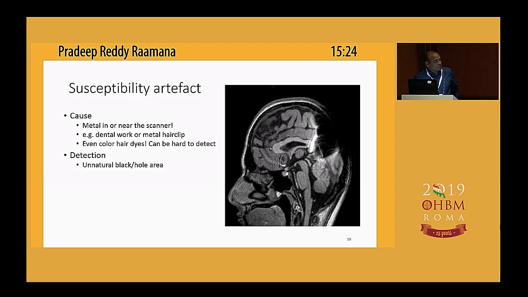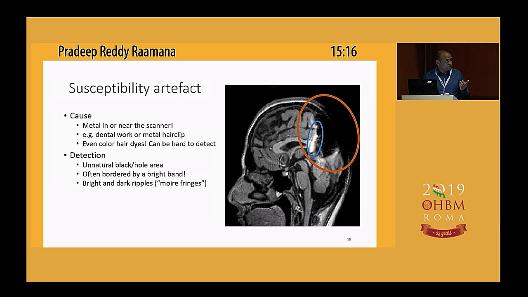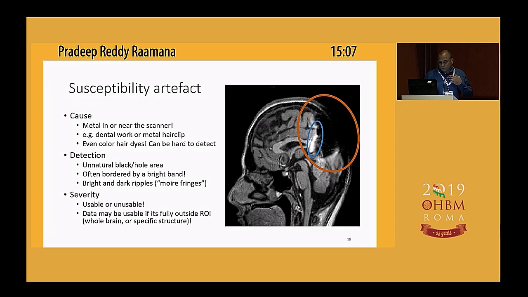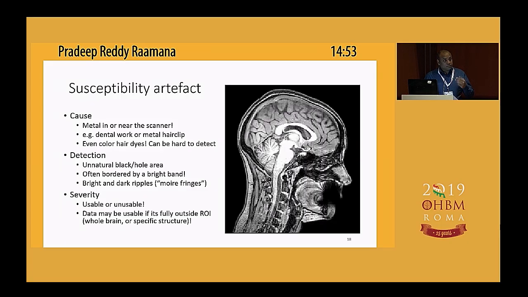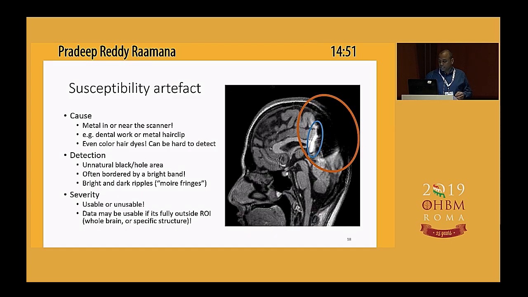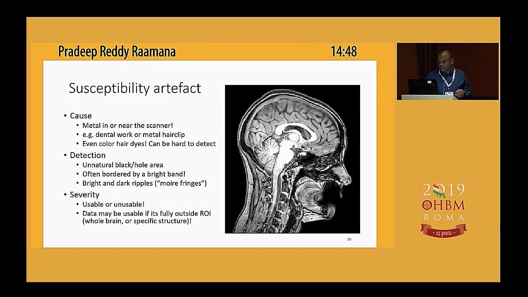For example, this is another susceptibility artifact. This is the black hole I was referring to, and it's usually bordered by a bright band such as this, due to the sudden changes in magnetic fields in the presence of the metal. If it is fully outside the ROI, I think the data might sometimes be usable, but it really depends on how it's acquired, so you want to keep that in mind. Like in this case, this is bad, very bad. I don't think it's very usable. This one might be, depending on how the full volume is.